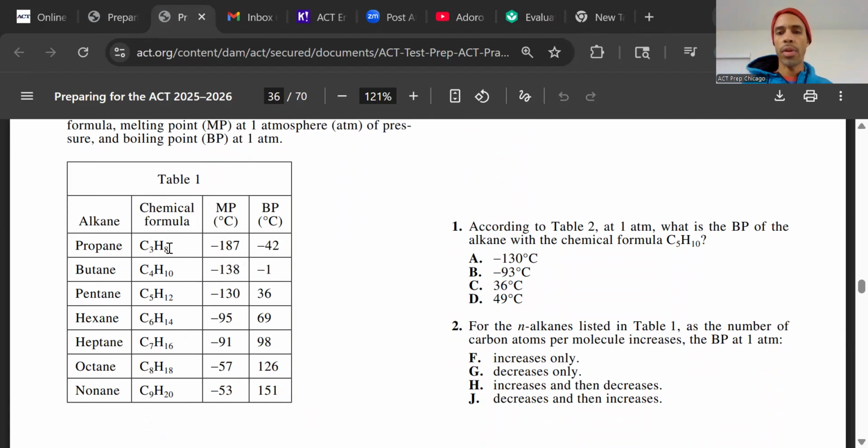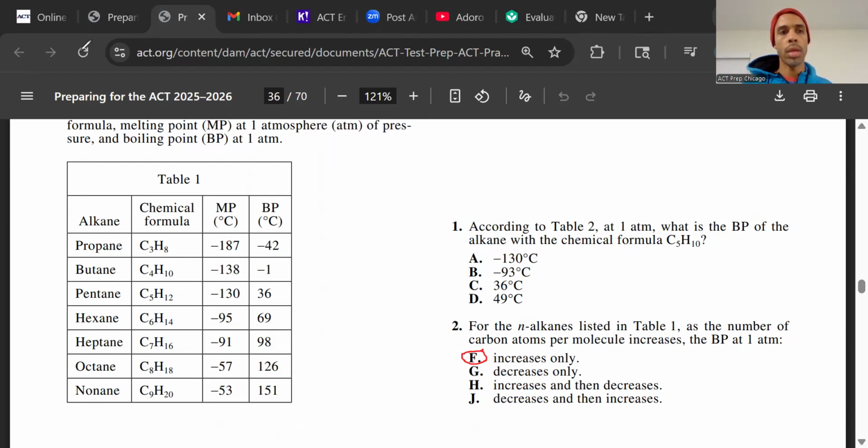So as the number of carbon atoms per molecule increases, so C3, C4, C5, C6, C7, as we're going down the table, you see how the number of carbon atoms in each molecule increases. The BP does what? The BP goes from -42 to -136. It also increases, right? Now be aware that a negative BP going closer to zero is an increase, even though it looks like it's going down. Remember, that's negative. So this is all increasing. So number two would be F, increases only.